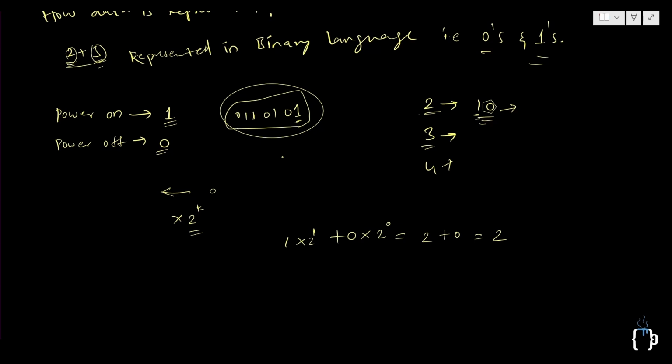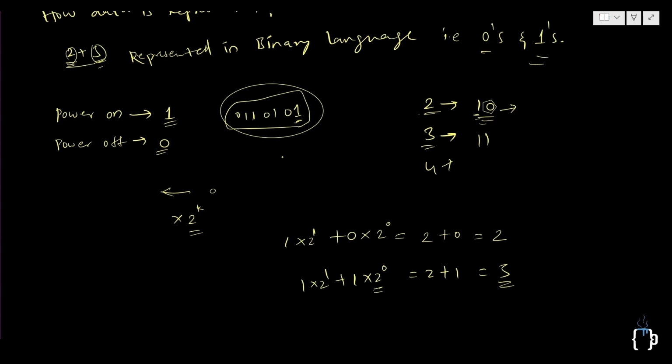Let's take 3. 3 is represented as 1 1. Now I take 1 into 2 power 0 plus 1 into 2 power 1. What is the value? 2 plus 1, which is 3. You might know the mathematics, right? 2 power 0 is 1, not 0. Yeah. Now how is 4 represented?